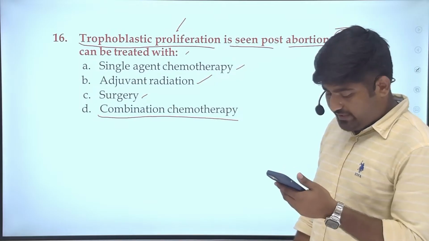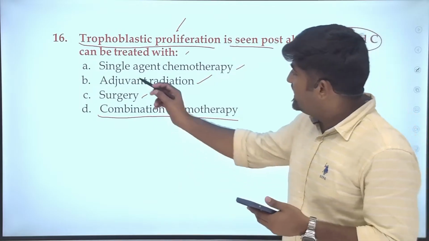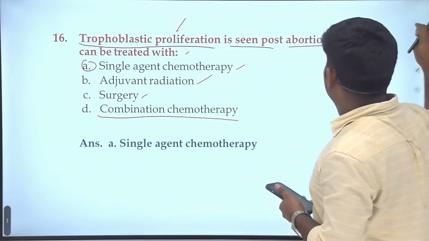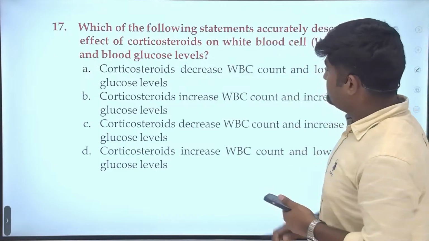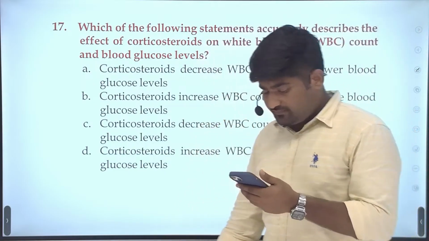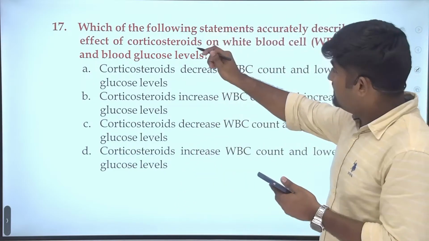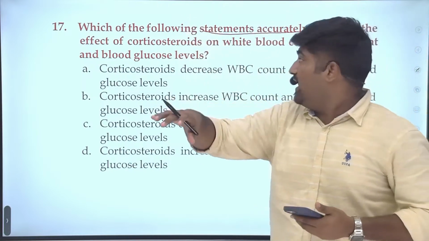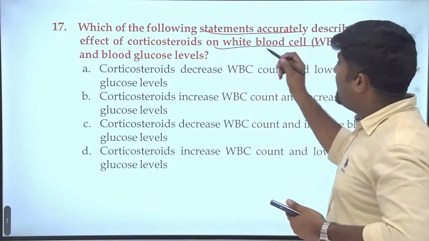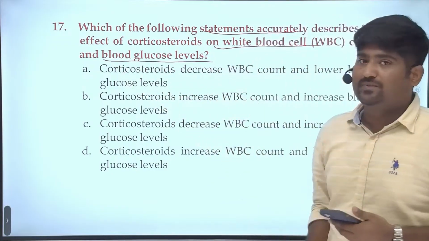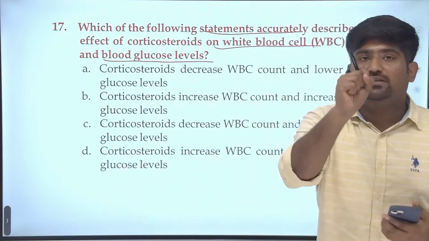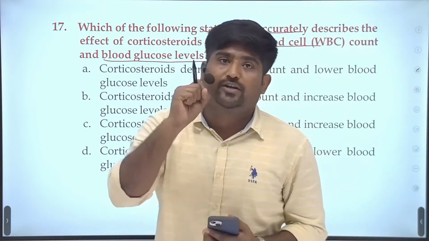Yes, come on, tell me. Yes, single agent chemotherapy for trophoblastic proliferation. Now comes the question. Which of the following statements accurately describe corticosteroids on white blood cell count and blood glucose level? Always remember, first you tell the answer, I will clearly explain the concept of corticosteroids.